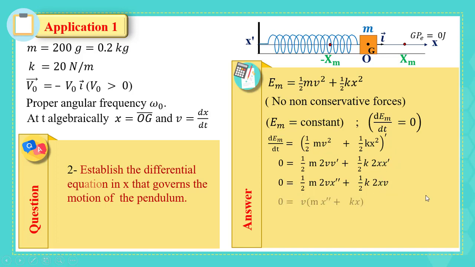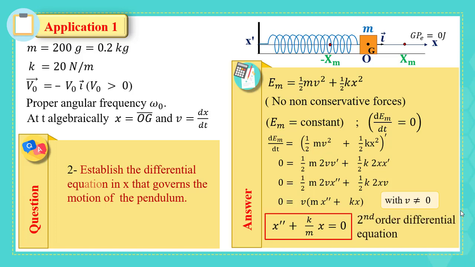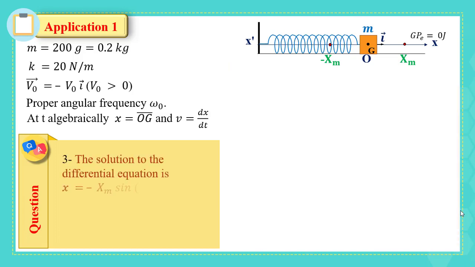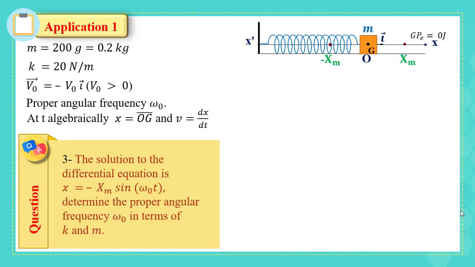Then take v common and divide by half on the two sides of this equation. We get v times (m x double prime plus kx), where v in our case is not 0. We can say that x double prime plus k over m x equals 0, and it's the second order differential equation. Part 3: the solution to the differential equation is given by x equals minus xm sine omega 0 t.